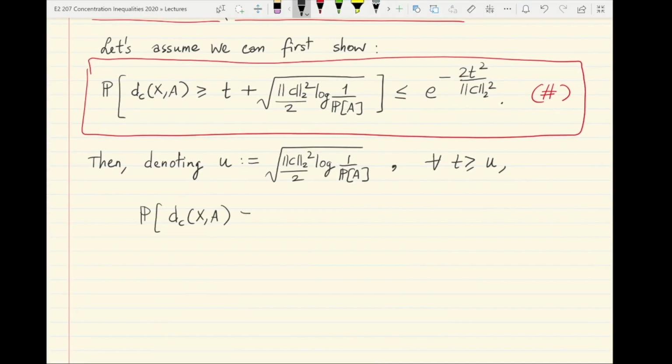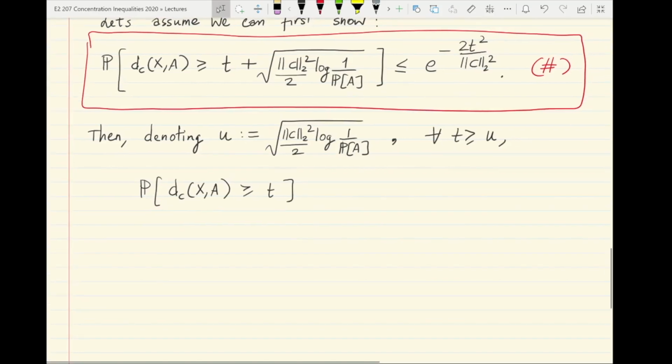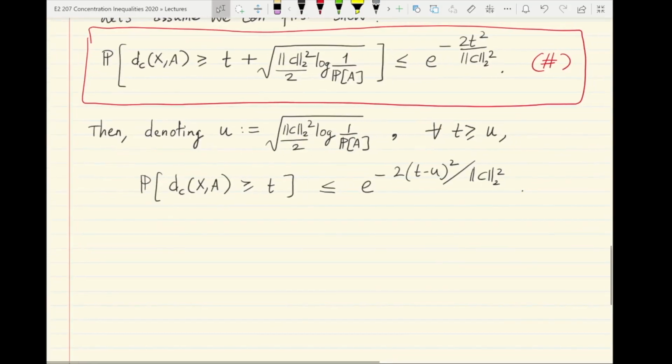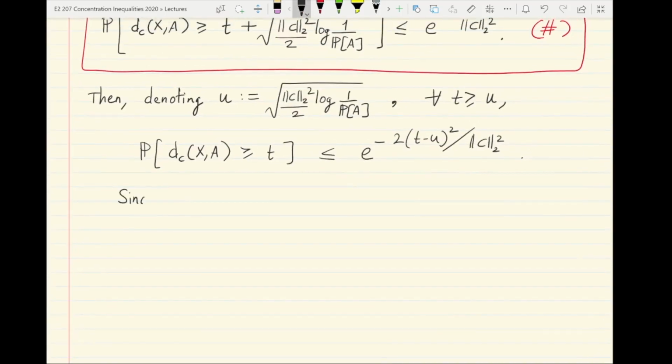dcxa exceeding t. So we add and subtract u from this t here, t minus u plus u, and we have e to the minus 2 times (t minus u) the whole square by norm c squared. That's what the inequality labeled by hash gives you. And we can also show a simple lower bound that (t minus u) the whole square is at least t square by 4 for all t larger than 2u.